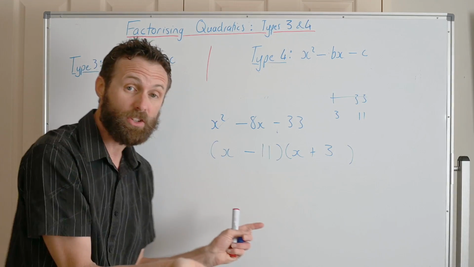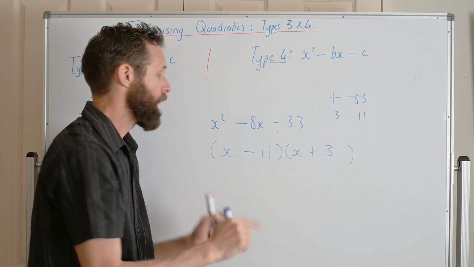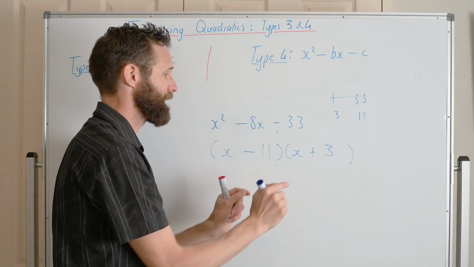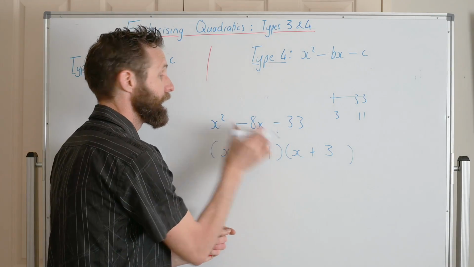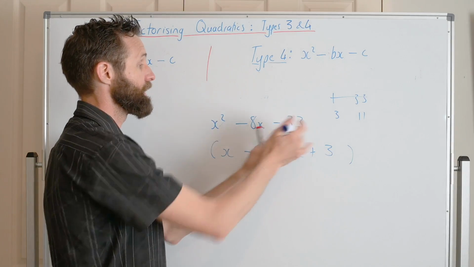Now when we expand this using FOIL: firsts, x squared; outers, 3x; inners, minus 11x. Now what's 3 minus 11? Negative 8. And then finally, minus 11 times 3 is negative 33.